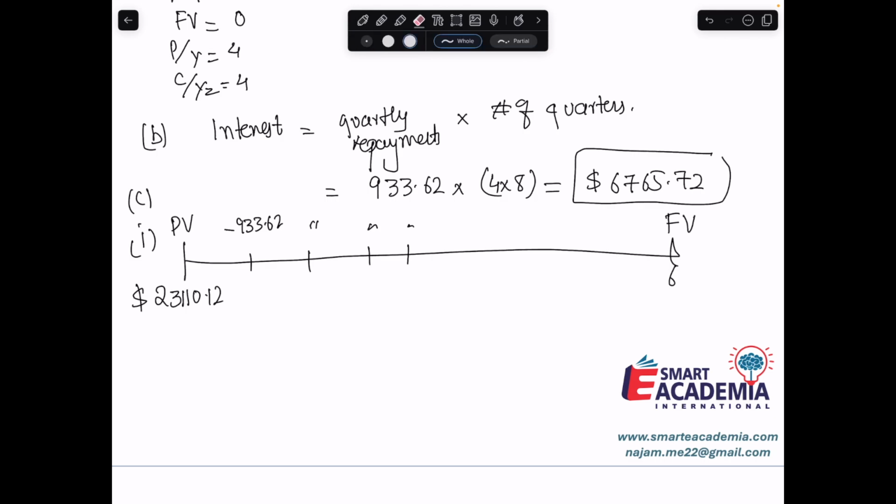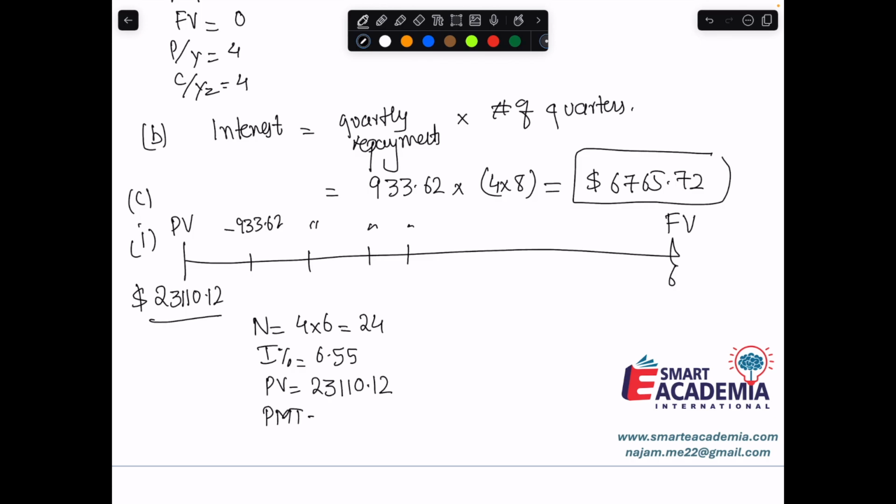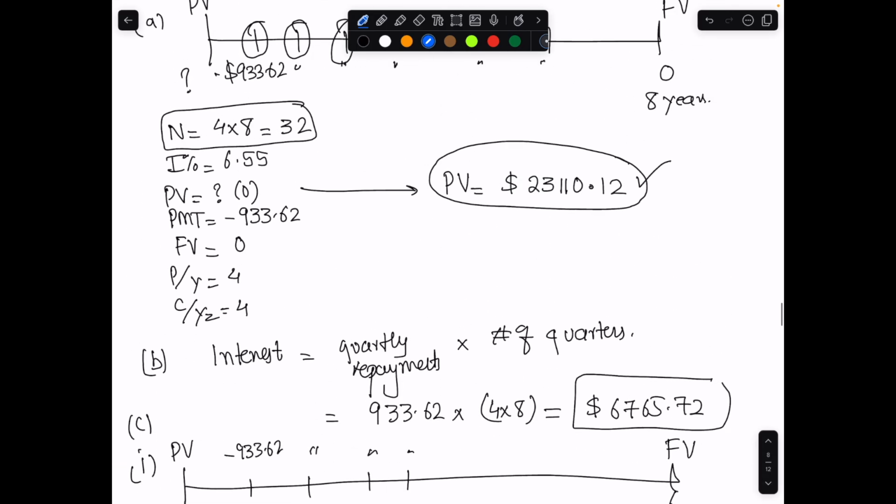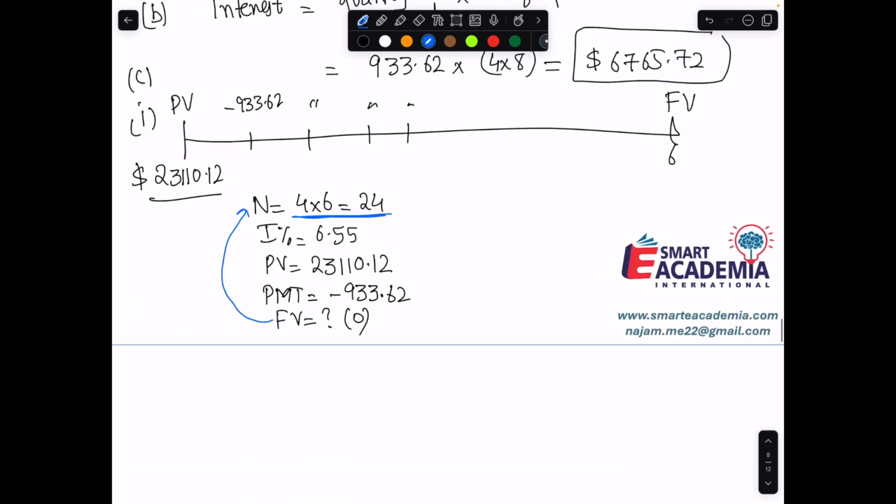Again, pretty straightforward. So N in this case would be for 6 years, so 4 times 6, which is 24. I will be the same, the percentage of interest rate, which is 6.55. Present value is going to be what we have found from our previous answers, 23110.12. Remember, it's going to be positive because it's cash inflow. On the contrary, the PMT is going to be negative, the regular repayments, because it is outflow. And the future value is what we need to find after 6 years. Now, how will we know that it's been calculated after 6 years? Because n we have taken as 24. Before we took n as 32, and we know that future value is going to be 0 after 8 years. So this is something you need to be very, very cautious about.